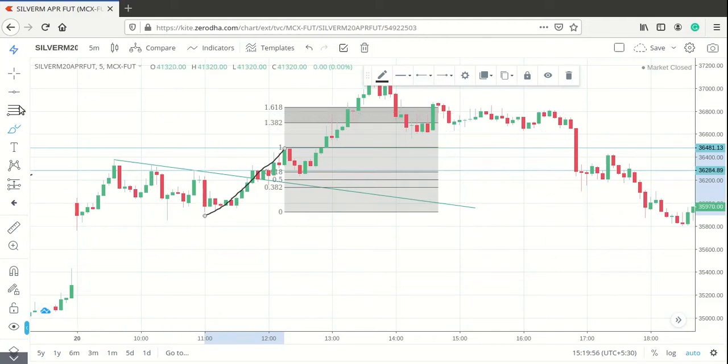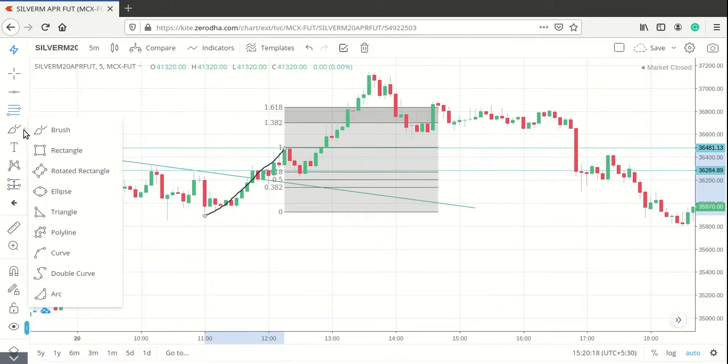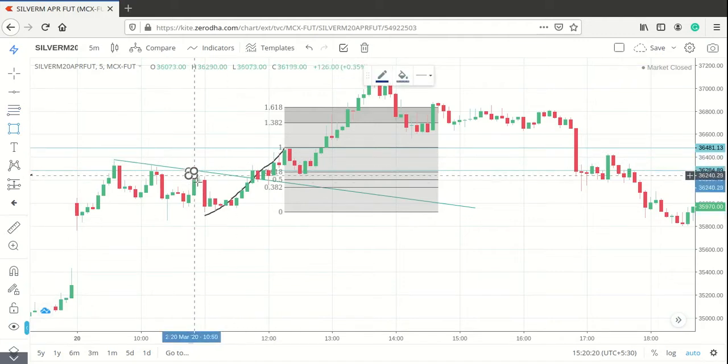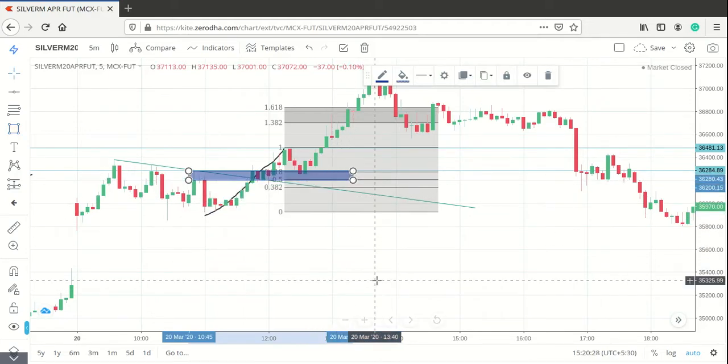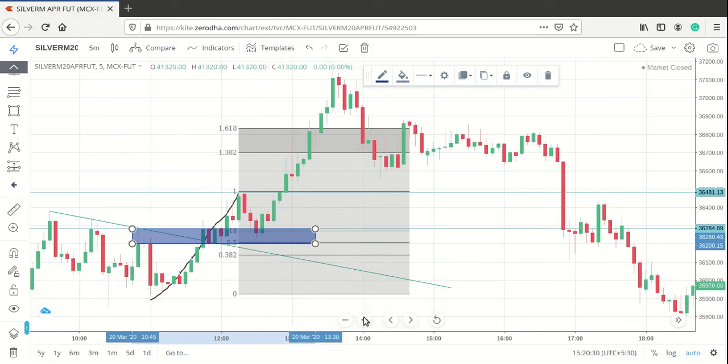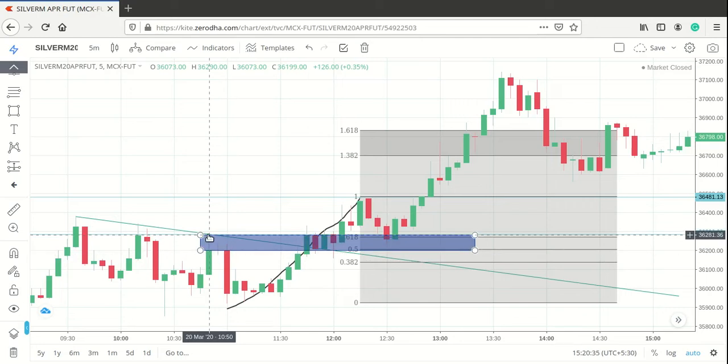To get one more confluence we'll be putting the supply zone that was broken by the swing. After the supply zone has been broken by the swing, it would be getting retested. So this was the previous supply zone. Look over here, this was the previous resistance.